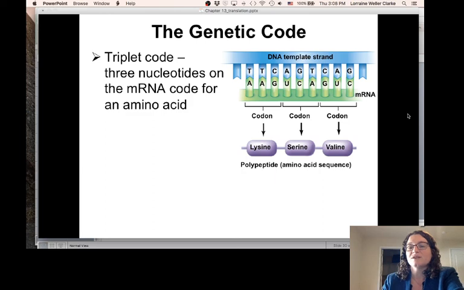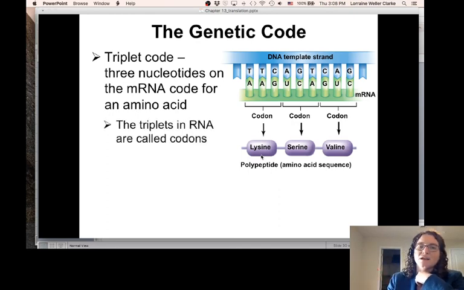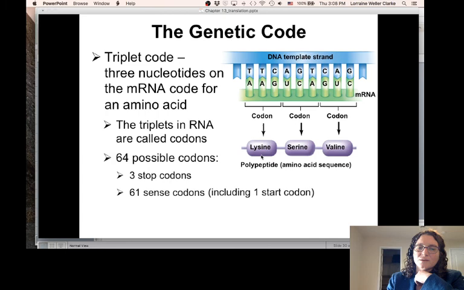But the triplet code, important to know that each of these codons in the mRNA is read as a word. We already talked a little bit about frame shift mutations, indicating that if you put in one, it's going to shift everything over. Triplets in RNA are called codons, and there's 64 possible codons, and 3 of those are stop, which do not code for anything, and then 61 are sense, including 1 start codon. That start codon does code for an amino acid. It always codes for the same amino acid.